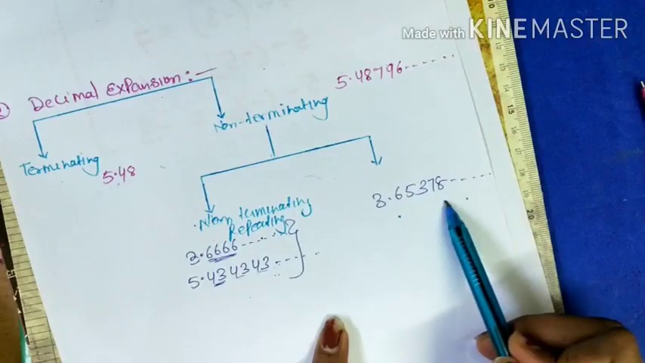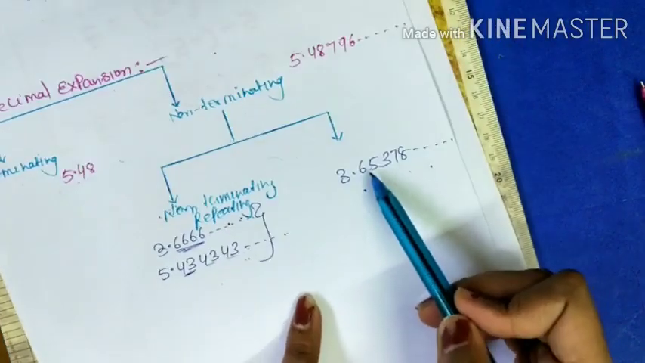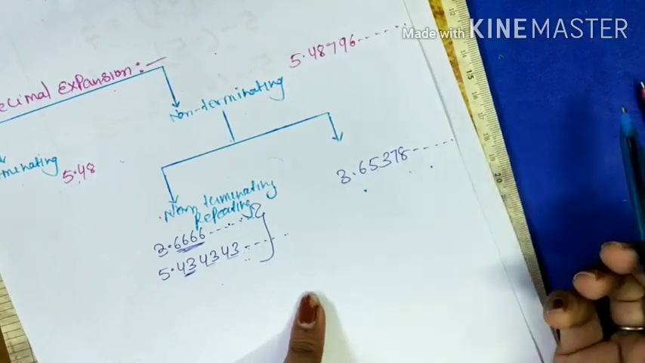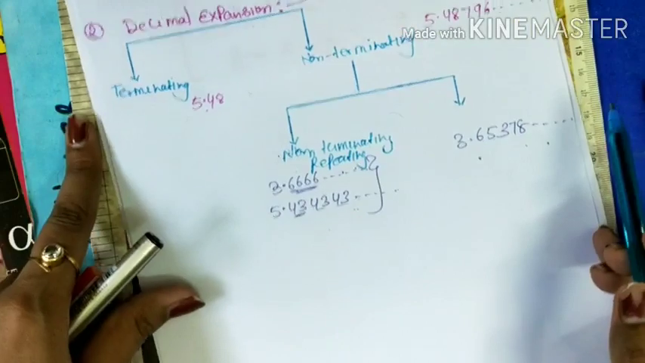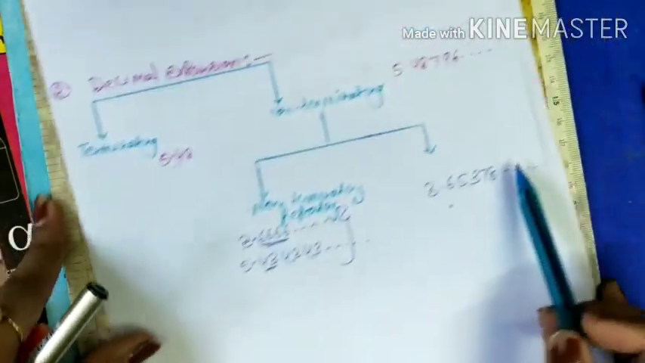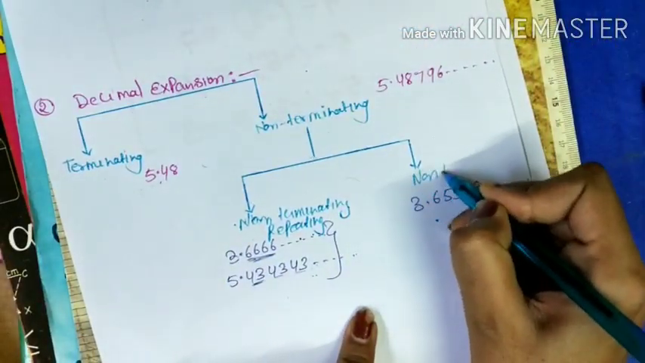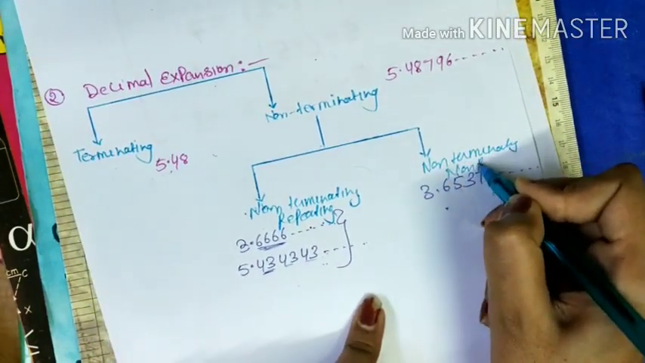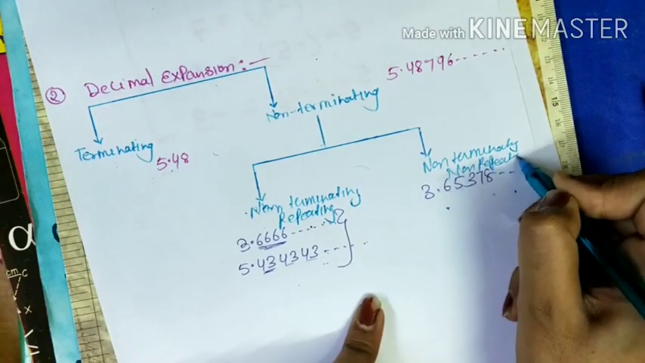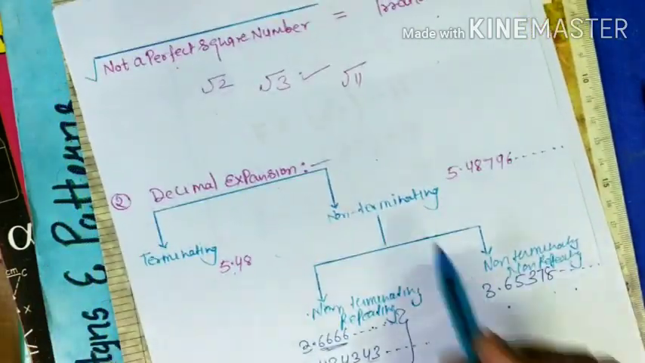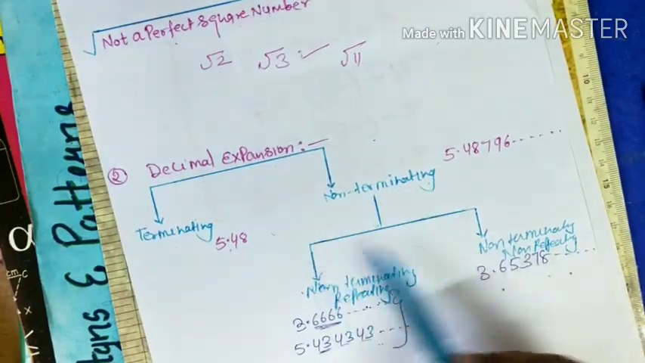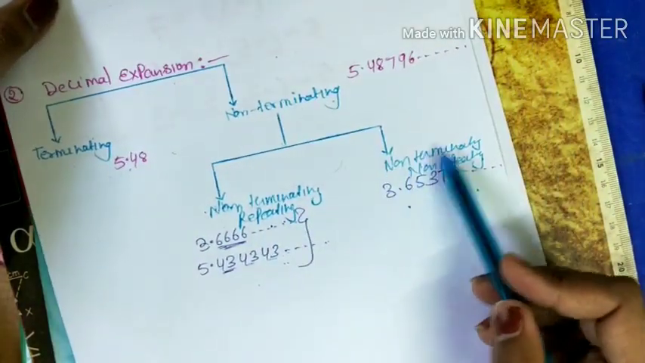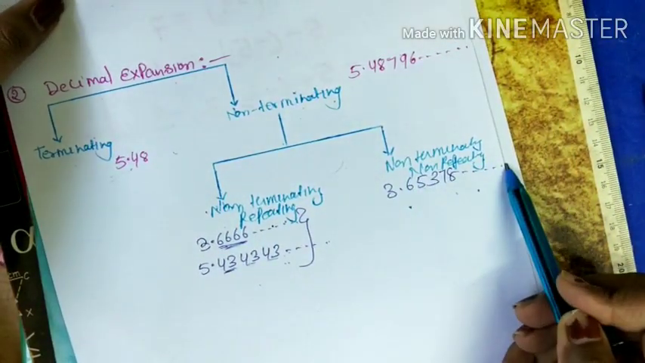Here also you observe, children, is it terminating or non-terminating? Yes, it's a non-terminating number. After the decimal, 6, 5, 3, 7, 8, different types of numbers are there. Means there is not a sequence like the previous one. So we will say these are non-terminating but non-repeating. So we came to know non-terminating numbers are also two types. First one is non-terminating but repeating. Second one is non-terminating but non-repeating.